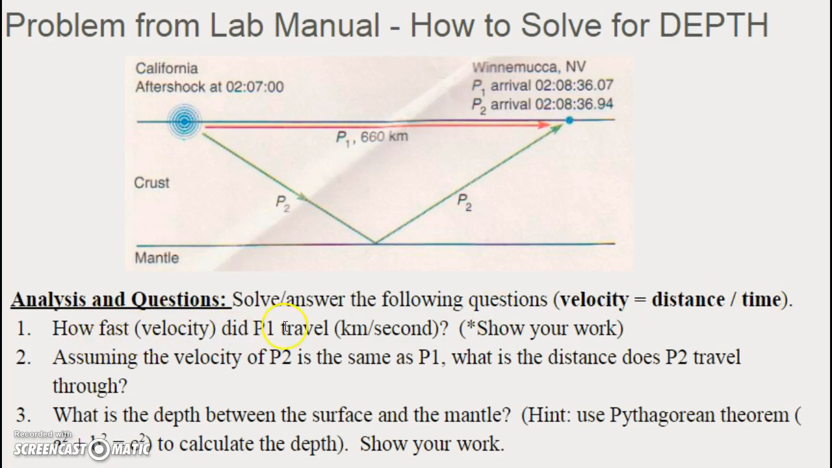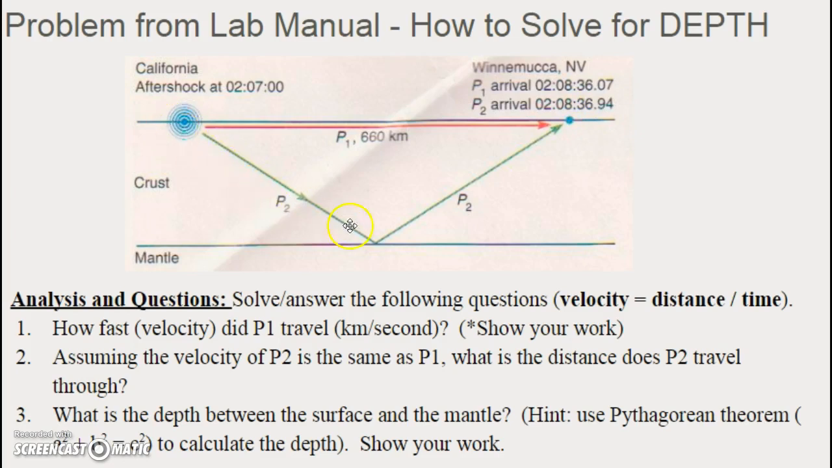So how fast did P1 travel? Well, it traveled from here to here, and it's this distance. And we have a time, the arrival time of P1. If the aftershock actually took place at 2:07, and P1 arrived at 2:08:36, we know that it took this amount of time to travel for P1. And P2 arrived shortly thereafter, right? We're literally talking hundredths of a second after.